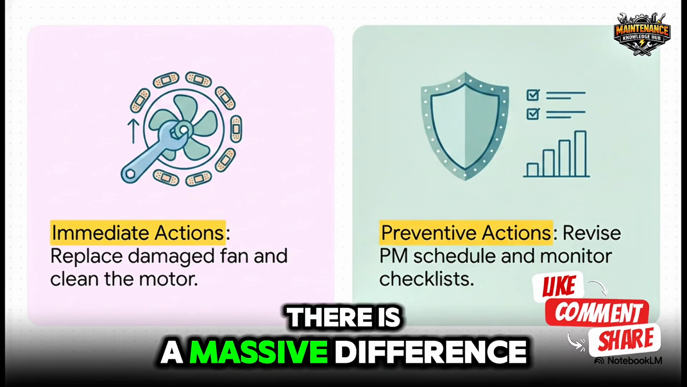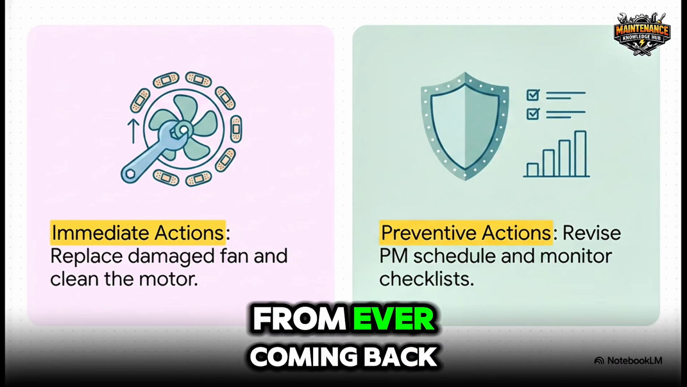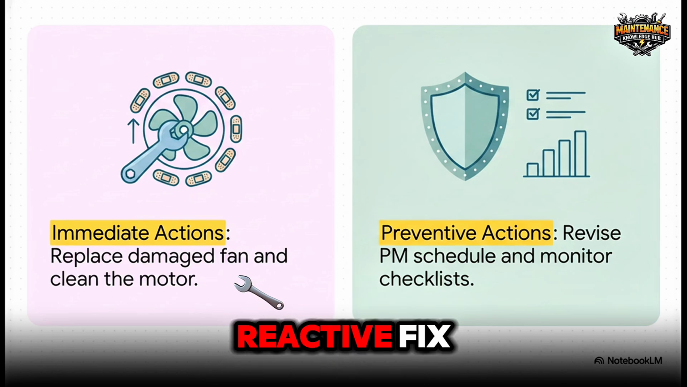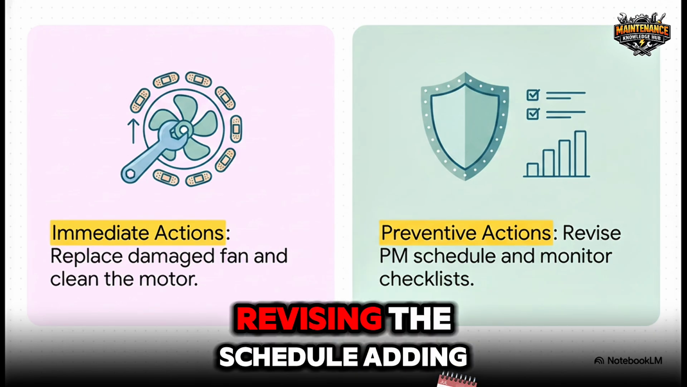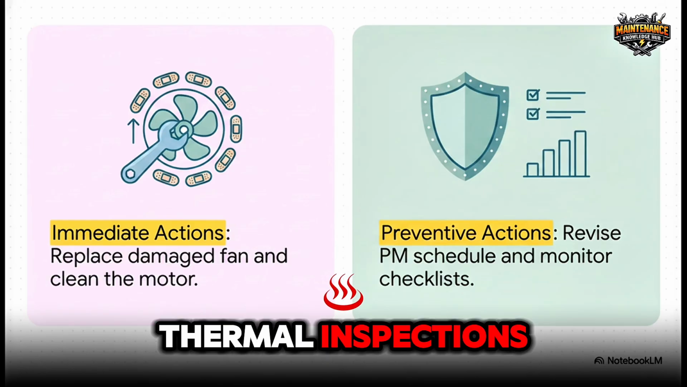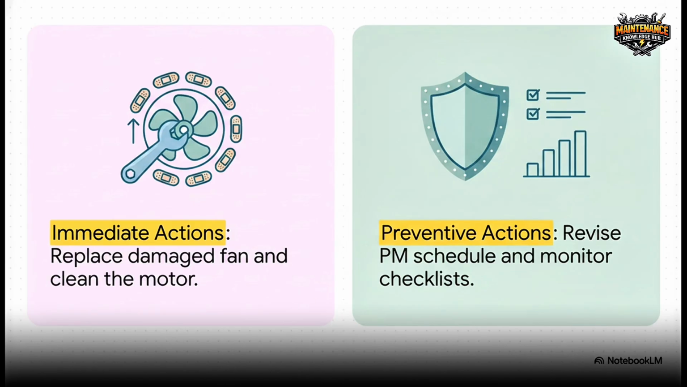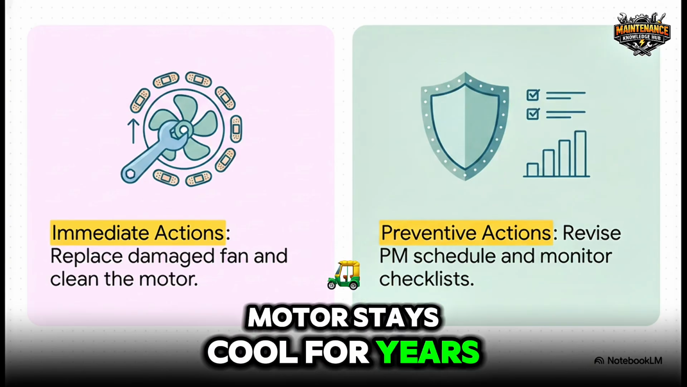There is a massive difference between just fixing a problem and actually preventing it from ever coming back. Replacing the fan and cleaning the motor, that's just an immediate, reactive fix. You solved it for today. But preventive actions, revising the schedule, adding thermal inspections, monitoring the checklists, that's what an RCA-driven team does. Those actions are specific, measurable, and they guarantee that motor stays cool for years.